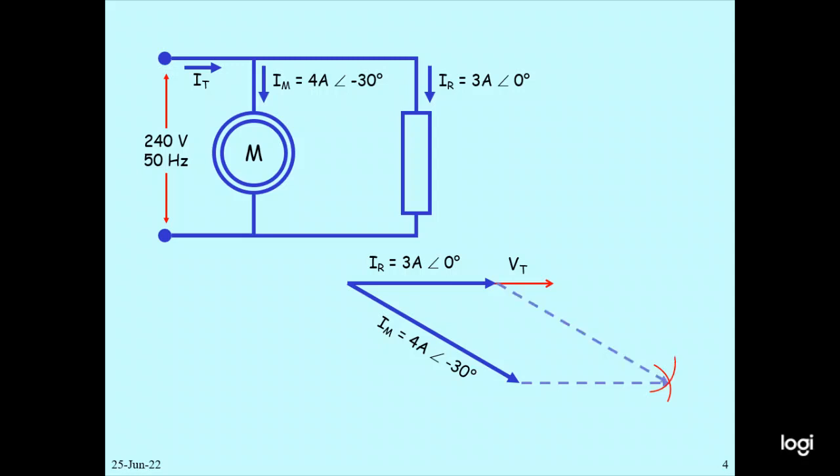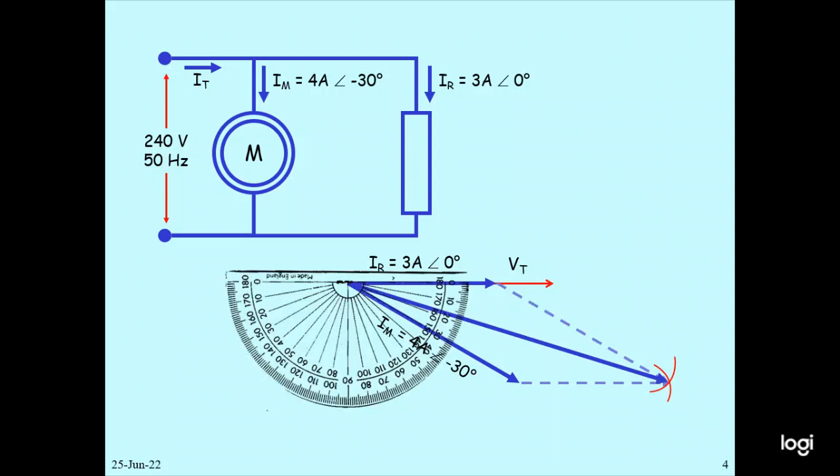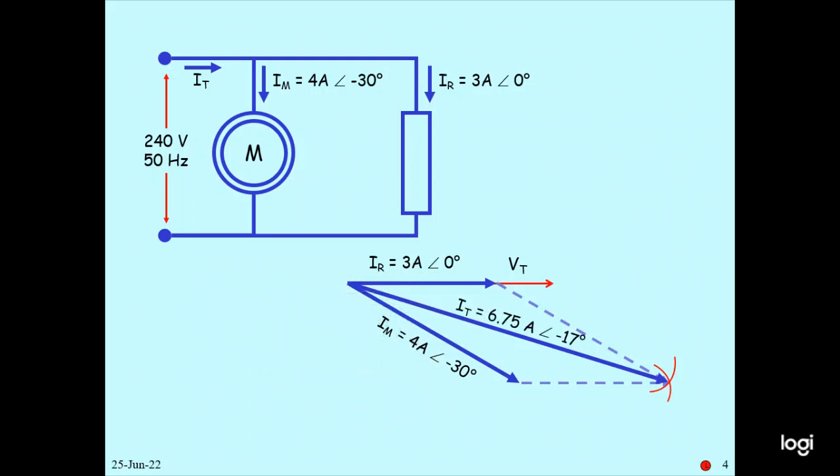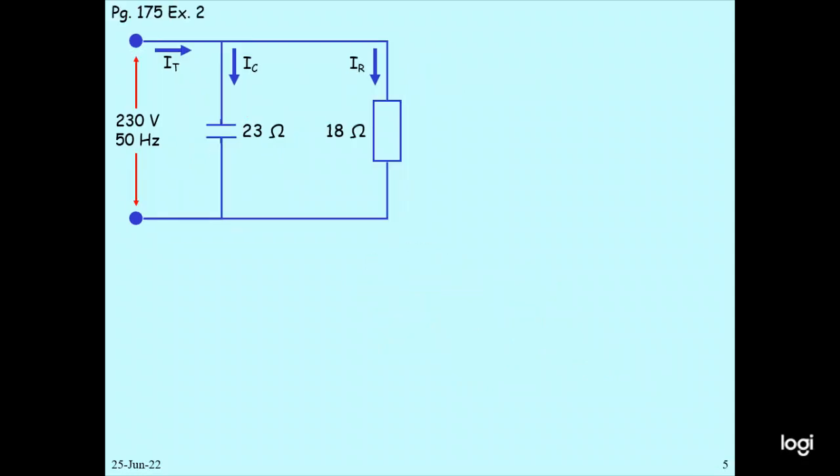So this angle you have to make the parallelogram. So this was the parallelogram. So then you can see there is our total current. So this will be the total current here. The total current IT equals 6.75 angle minus 70 degree. And also another problem.